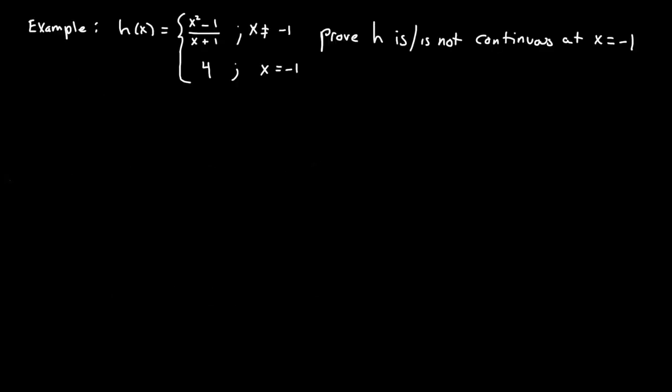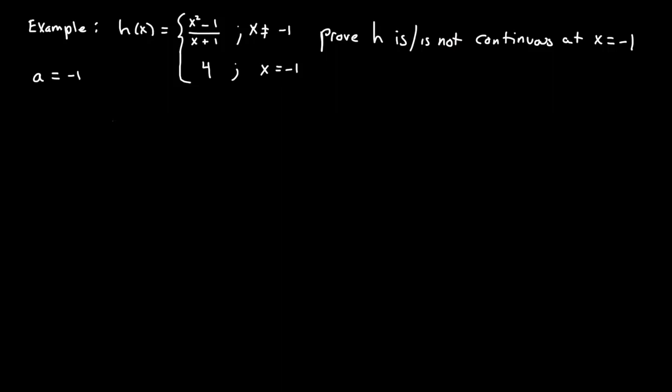Okay, last example of a proof. H of x is piecewise. We have a rational expression when x is not equal to -1, and then just the number 4 when x is equal to -1. Okay, here our a value is -1.